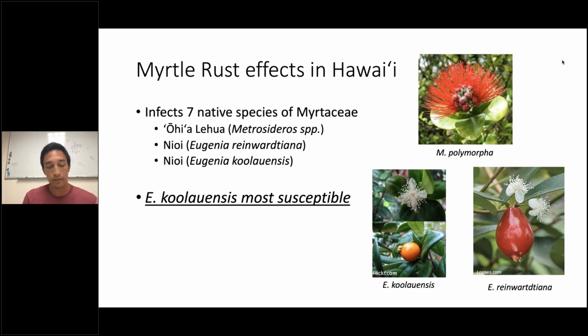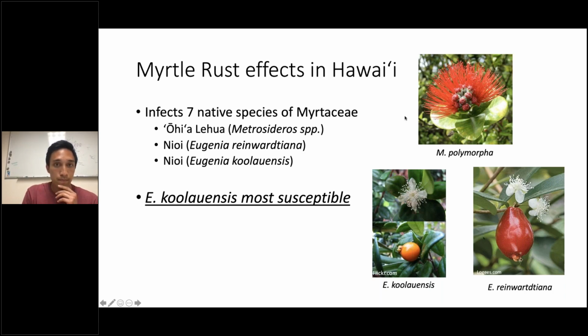We call them nioi in Hawaii. One of them is the commonly found Eugenia reinwardtiana. And there's also the critically endangered Eugenia koolauensis, and that's what we're going to be talking about today. As is the case for a lot of endangered plants, unfortunately, Eugenia koolauensis is the most susceptible to Myrtle Rust. All of these have pretty typical Myrtaceae flowers with clusters of stamens.